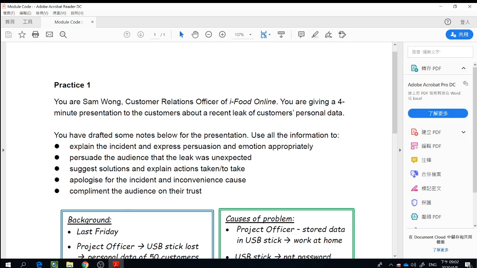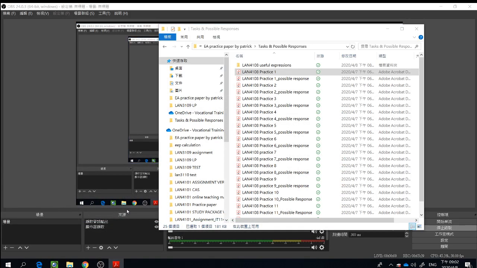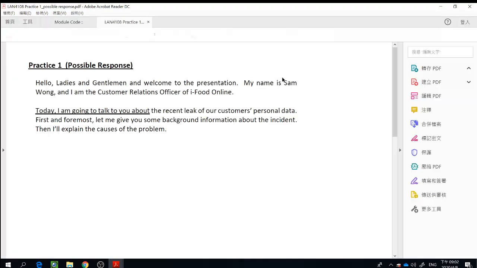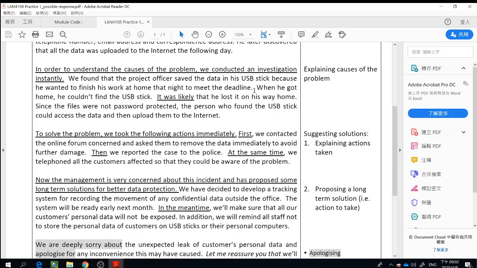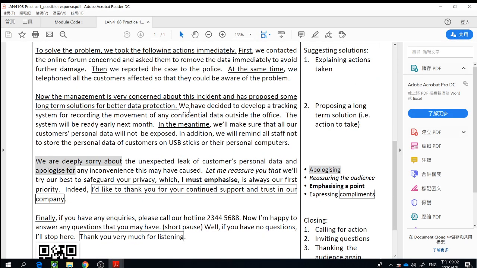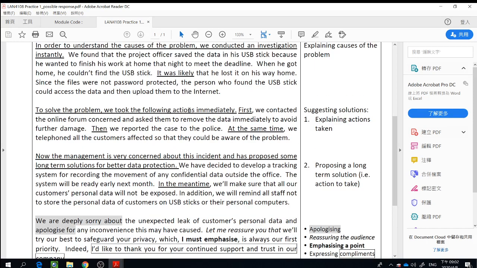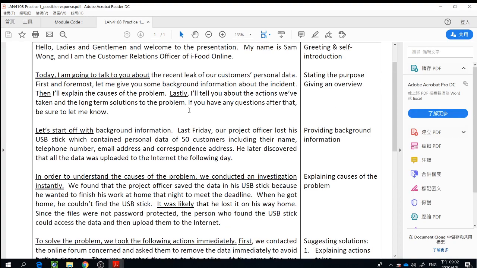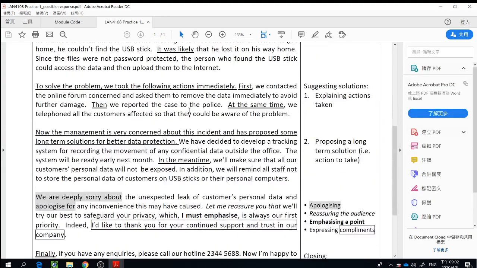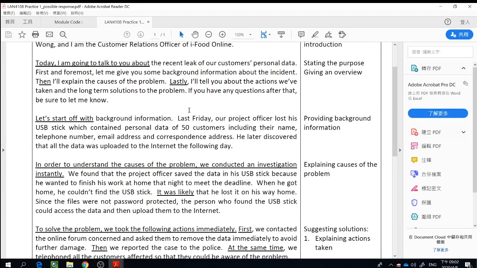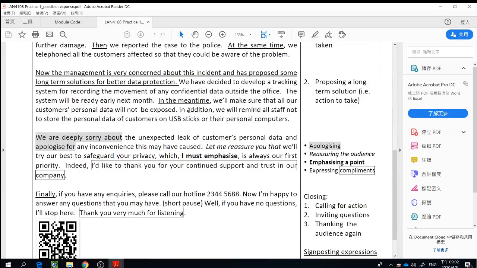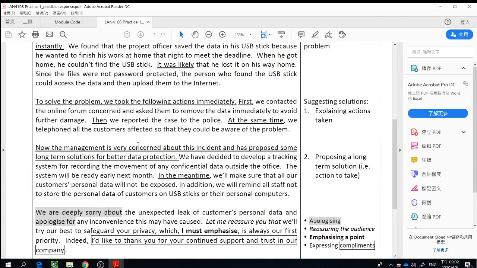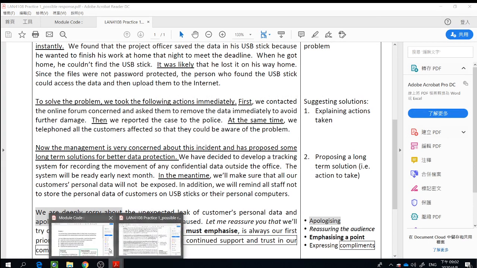So let's go back to this one. On Moodle, you are given the question paper, the task sheet, and the possible response, which is here. One thing I want to highlight. I think during the 4-minute presentation, it's quite tough to present all of them. To be frank, I don't expect you to prepare something like this. It's impossible for you to finish it. I think you should just focus on the key points. What are the key points?